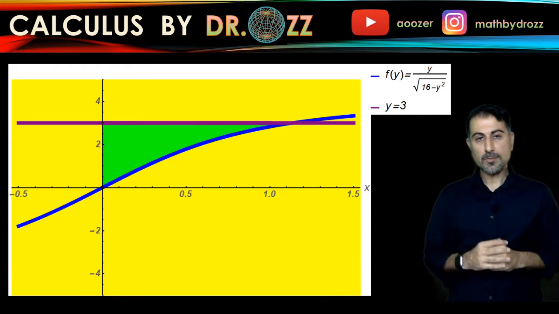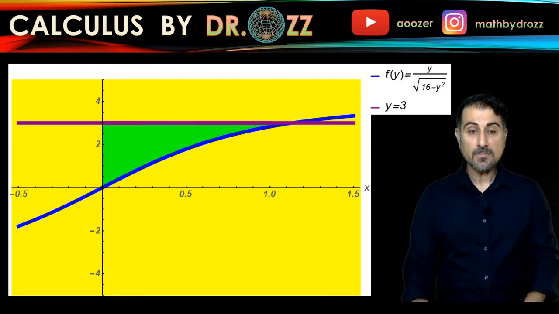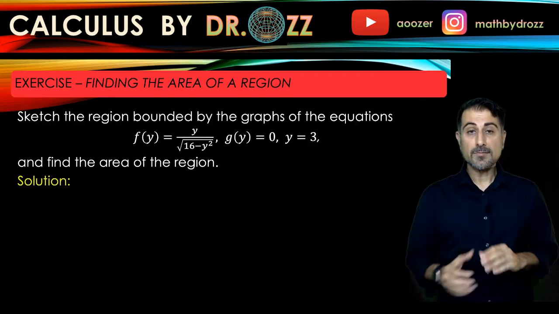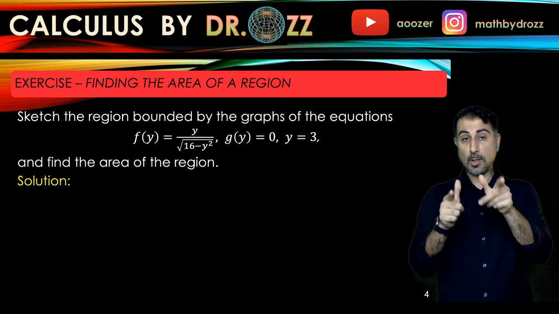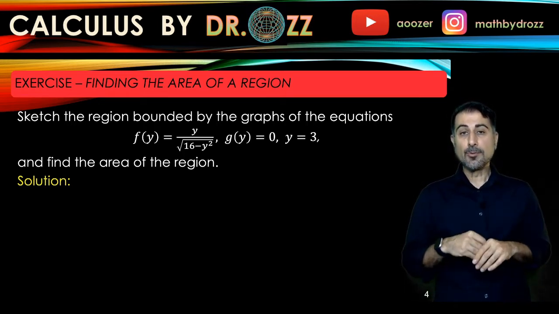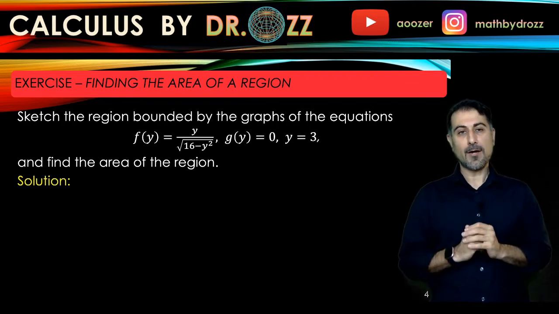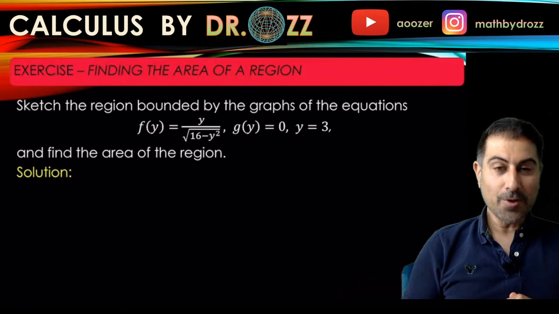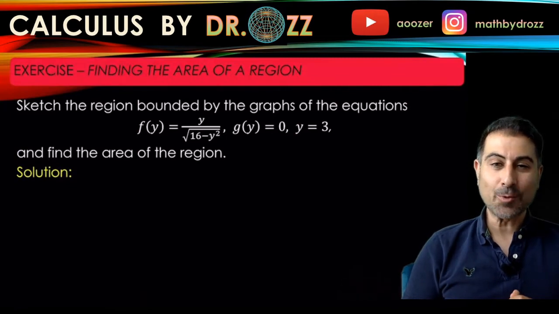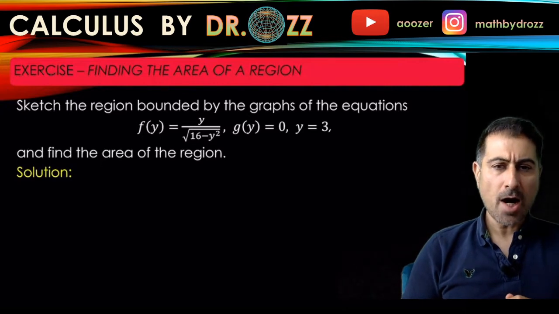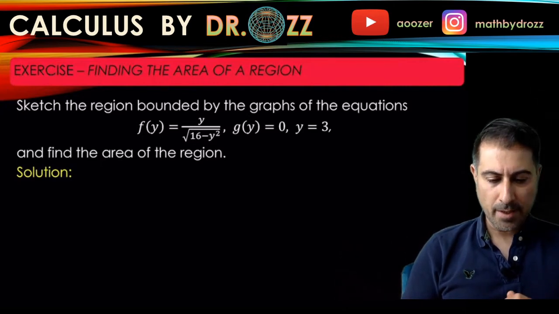As I told you, we're going to use an alternate formulation for the area to come up with the area of the green region. So I'm going to plot it again in the video. Please have your TI-84 ready before we get started. All right, so we have f of y equals y over radical 16 minus y squared. We have g of y equals 0 and y equals 3.